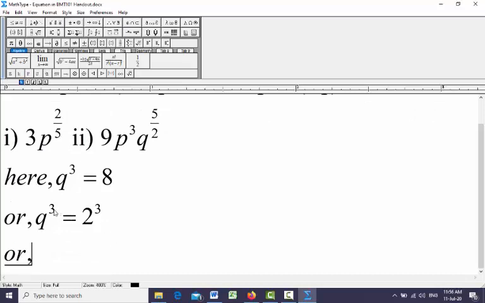Always remember, if you are solving an equation like this, and you see that the power on the left hand side and the power on the right hand side are the same, here power 3, here also power 3, in such a case the bases are equal to each other. So here Q is equal to 2.